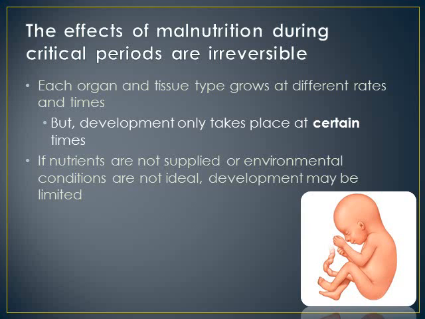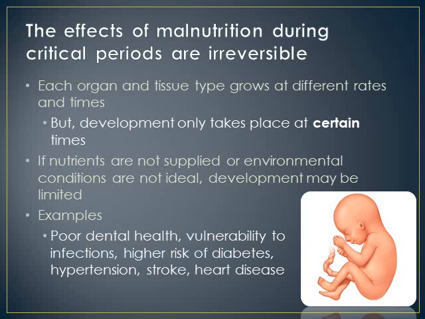If nutrients are not supplied or the environmental conditions are not ideal, so if there are toxins around, then the development can be limited. Again, this can cause some irreversible abnormalities or consequences. Some examples may be poor dental health, vulnerability to infections, and a higher risk of diabetes, hypertension, stroke, and heart disease. Some of these you may not necessarily be able to see, and they may not be immediate effects, but they definitely have an impact later in life.